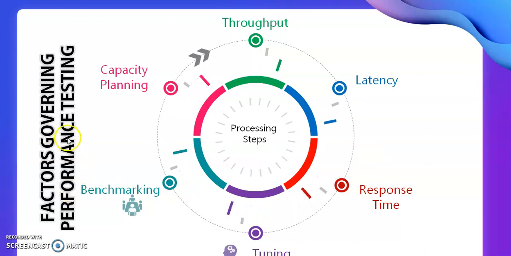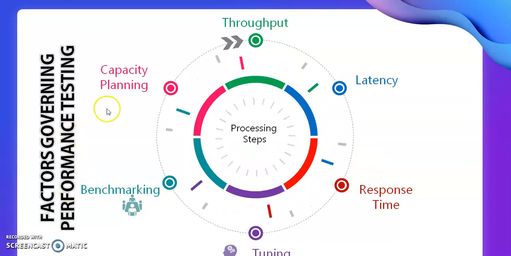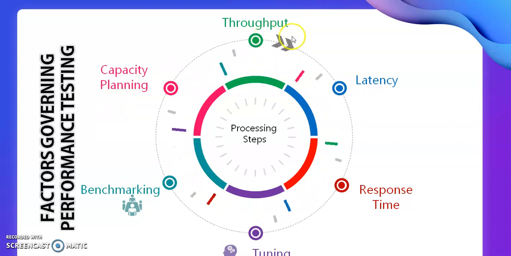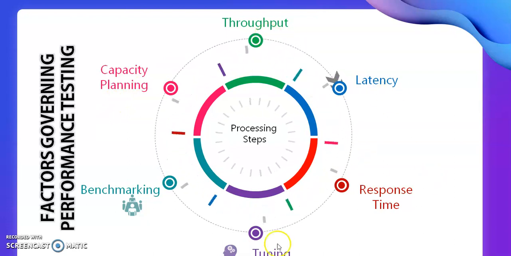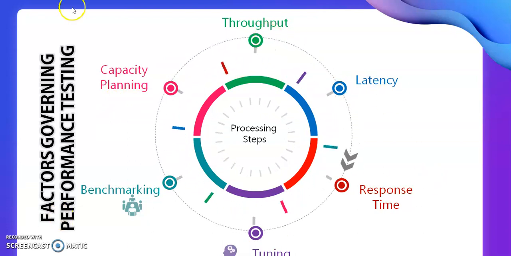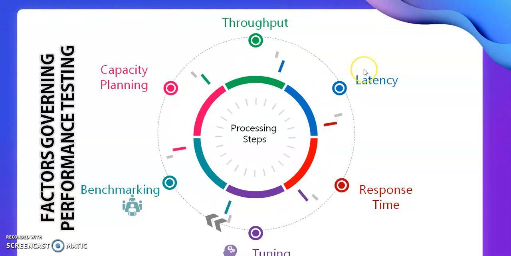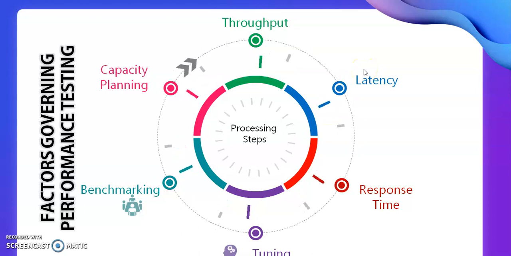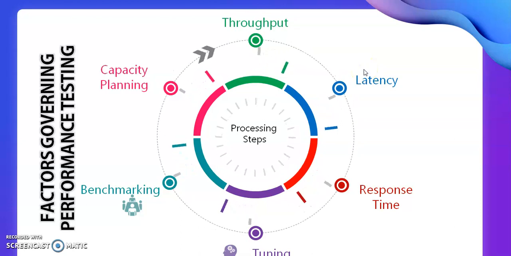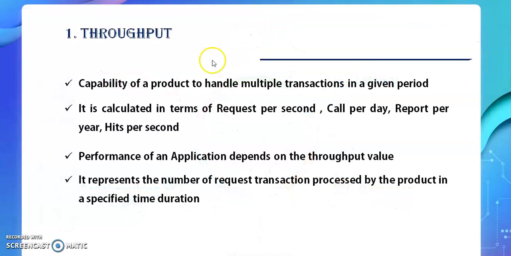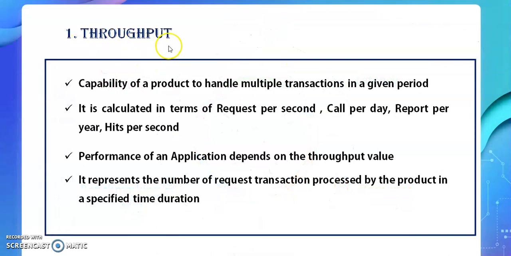There are several factors that govern performance testing. They are throughput, latency, response time, tuning, benchmarking, and capacity planning. We will discuss one by one. First, we will discuss throughput.